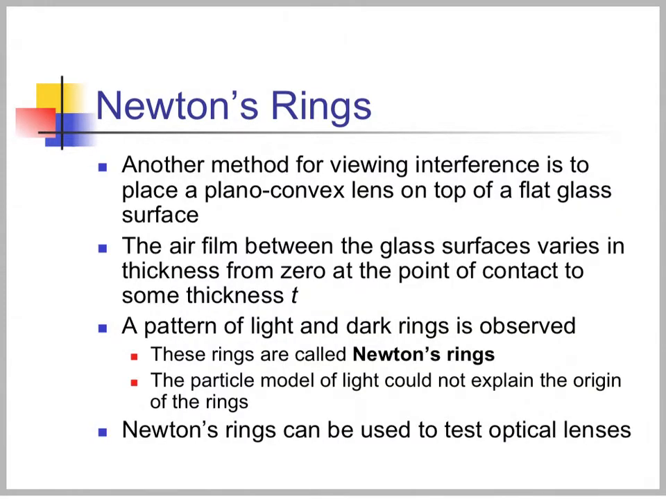Another method for viewing interference is to place a plano-convex lens on top of a flat glass surface. The air film between the glass surfaces varies in thickness from 0 at the point of contact to some thickness t. A pattern of light and dark rings is observed, and those rings are called Newton's rings. The particle model of light could not explain the origin of these rings. So Newton's rings can be used to test optical lenses.